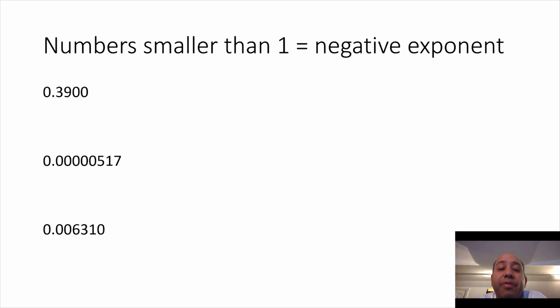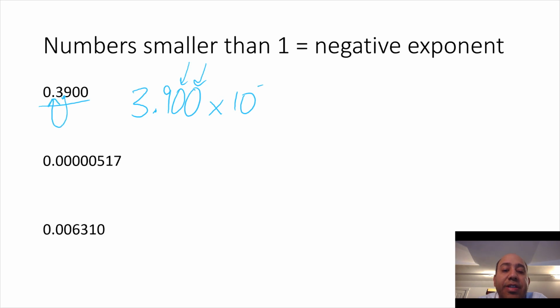Always positive. Okay, so now you have numbers that are smaller than 1. Those ones have a negative exponent. So again, you look at this first one, 0.3900. Rewrite it so it's 3.900. Again, you have to include these zeros because there's a dot somewhere in the number. Times 10, and you have to get it back to its original location. So in this case, you're going to move it to the left one time. So that's negative 1.